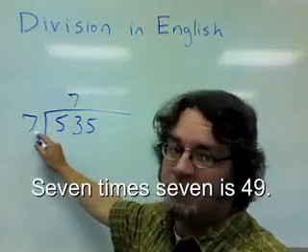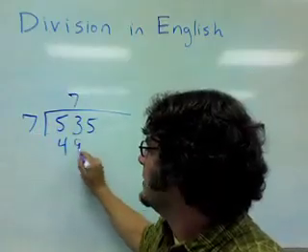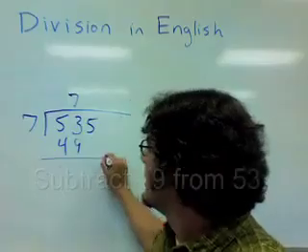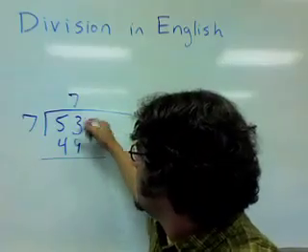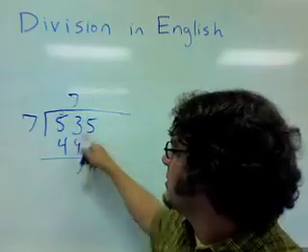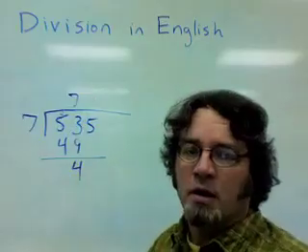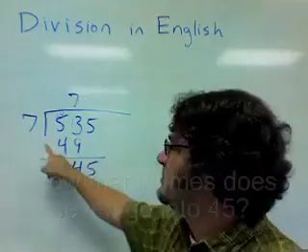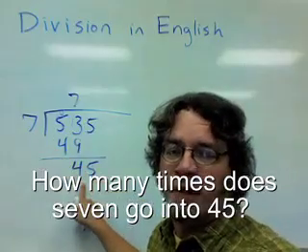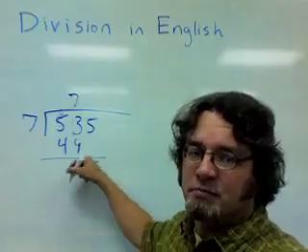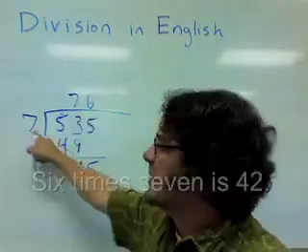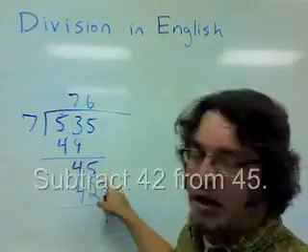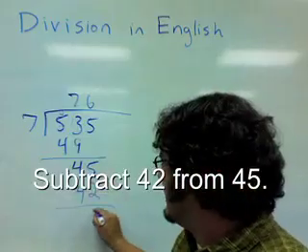7 times 7 is 49. Subtract 49 from 53. The answer is 4. Bring the 5 down here. How many times does 7 go into 45? And I'm going to guess 6 times. 6 times 7 is 42. And now I'll subtract 42 from 45. That gets me 3.